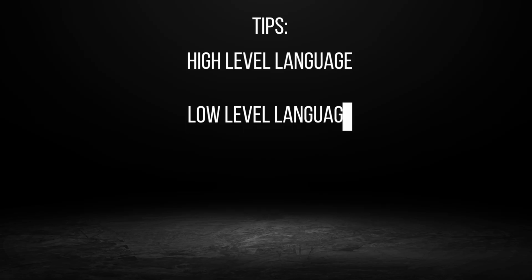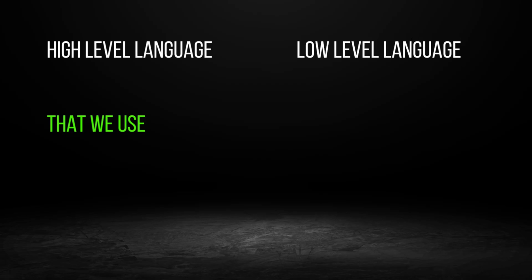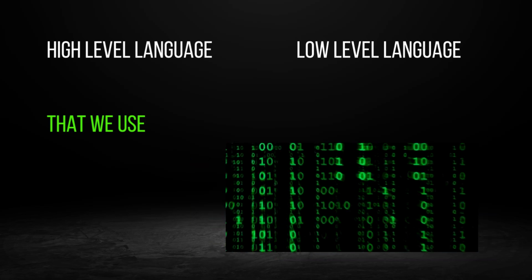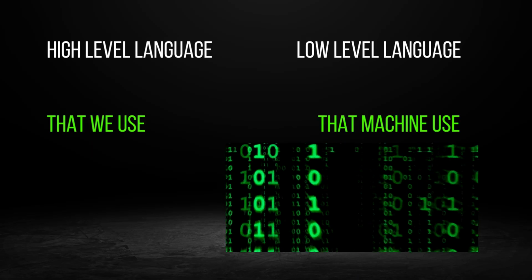Here we will talk about two languages, high-level language and low-level language. What is high-level language? The language that we read, write, speak and understand. And what is low-level language? You can understand it as the language that machines speak and understand. Yes, it's machine language.